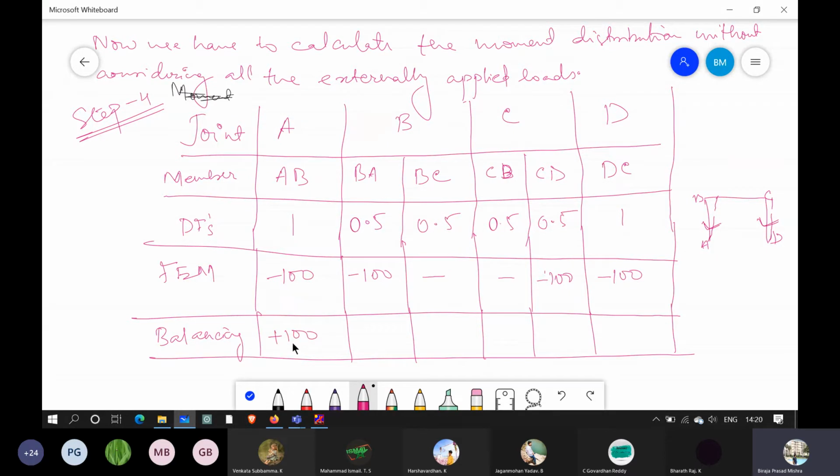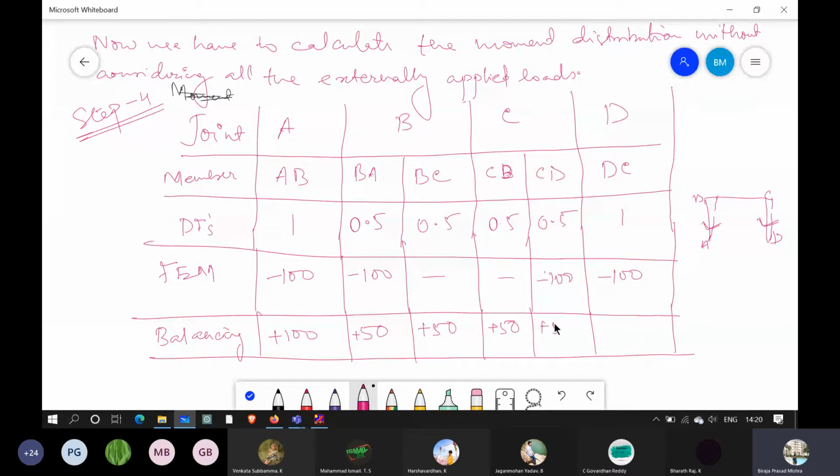Similarly, how much will this one be? This will be plus 50. Similarly, what about this one? This will again be plus 50. This will again be plus 50. This will again be plus 50. And what about this one? This will be 100.